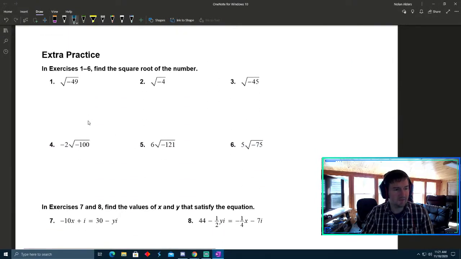All right, let's look at a few examples. So square root of -49. The way we can do this is, anytime you take the square root of a negative number, you can just take the square root of the number. So square root of 49 is what? 7, right? So square root of 49 is 7. And isn't it plus or minus 7?